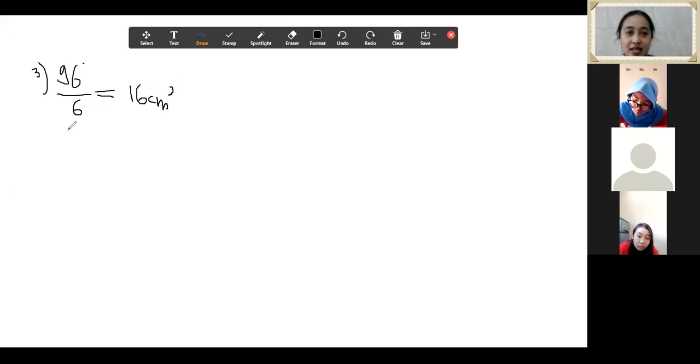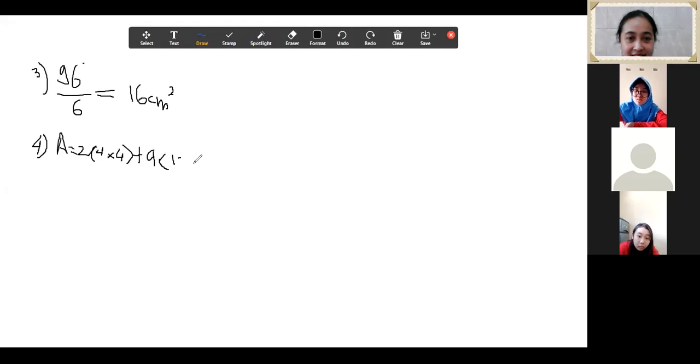Then for number 4, the surface area of the cuboid. We know that there are 2 squares as its top and bottom, as its base and its top. And then we have 4 equal rectangles. So we have to find it by multiplying 2 times 4 times 4, plus 4 sides of equal rectangles, 4 times 12 times 4.